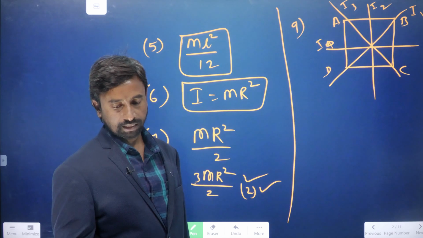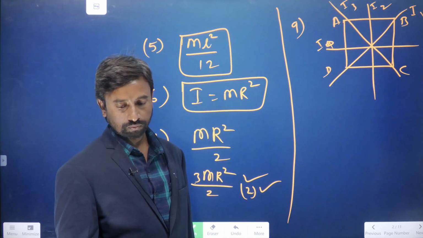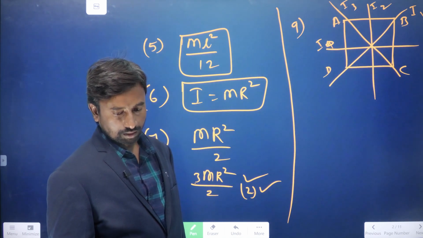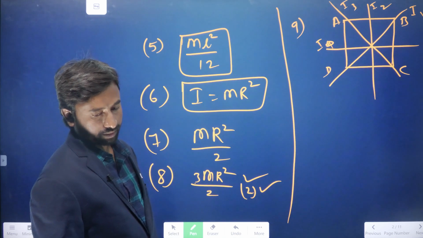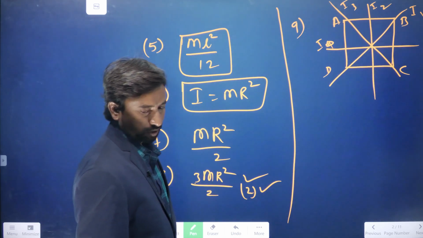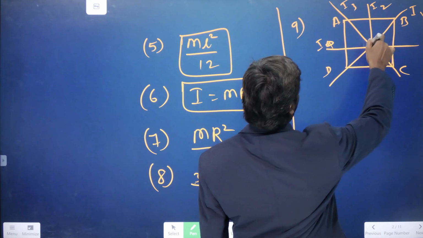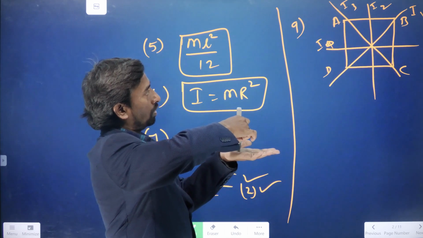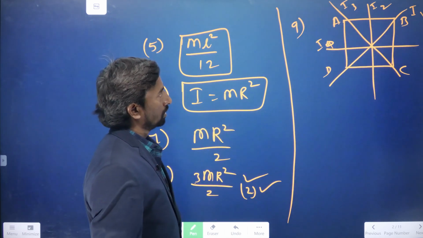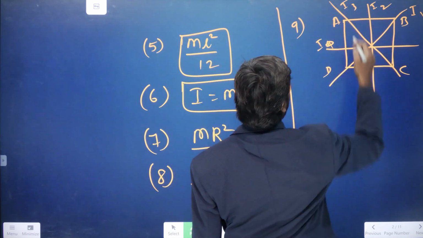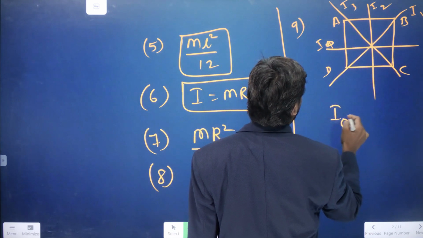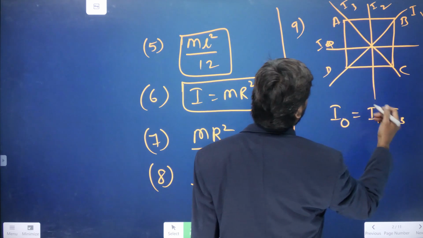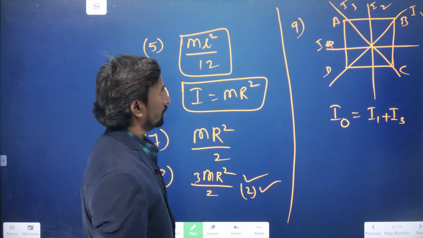By using the perpendicular axis theorem, what can we write? Then we get I1 and I3. The moment of inertia is about the plane, perpendicular to these two mutually perpendicular axes. So the moment of inertia about the center, I0, is equal to I1 plus I3.